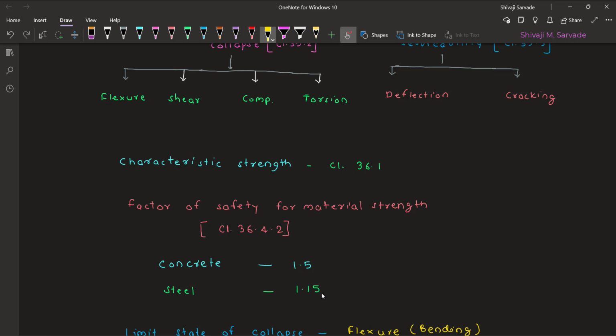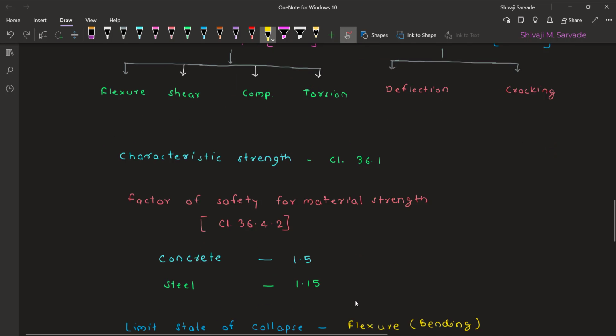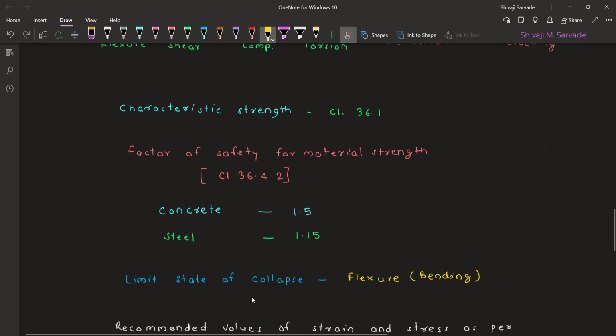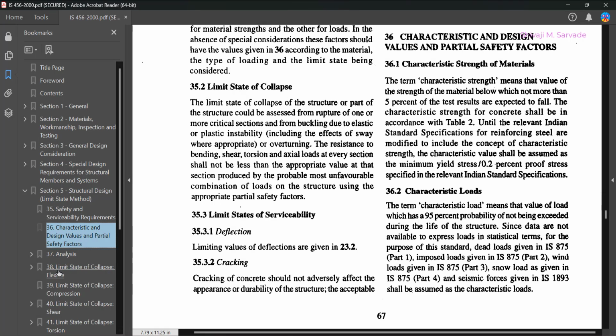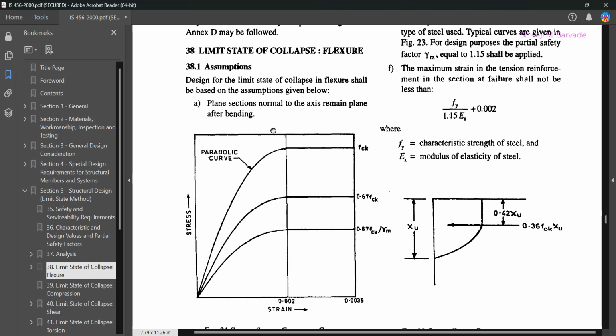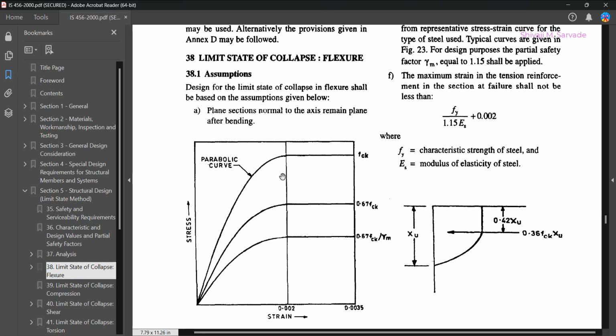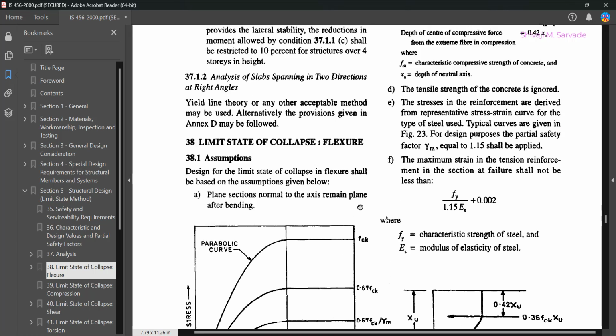You can visit that. Now let's start the journey of limit state design, and let's start with the first limit state, that is the limit state of collapse due to flexure, or in simple words, bending. This is given in clause 38. So let's go to the clause. Limit state of collapse, flexure. If you see, there are some assumptions, and basically we have two different materials with different factors of safety. The code tells us certain values for stresses and strains.